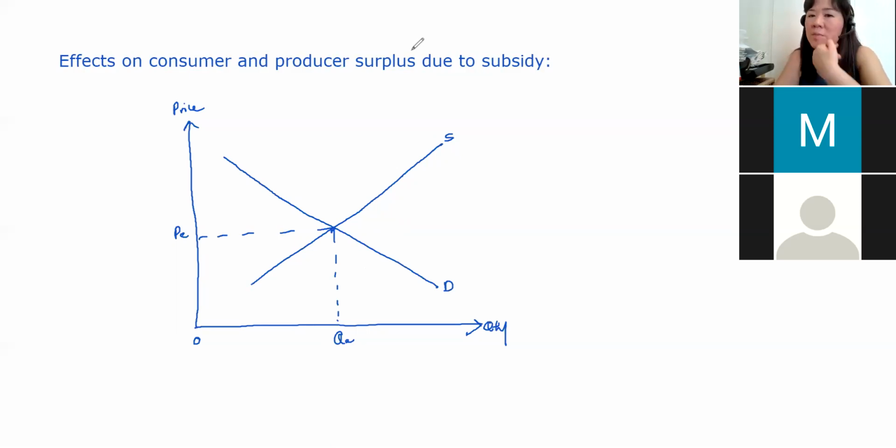So the initial consumer surplus, as I've shown you earlier in the previous slide, is where, if we talk about the initial quantity transacted, QE, it's the difference between what consumers are willing and able to pay, which is the area under the demand curve, less what they actually pay, which is PE times QE. So this is the initial consumer surplus.